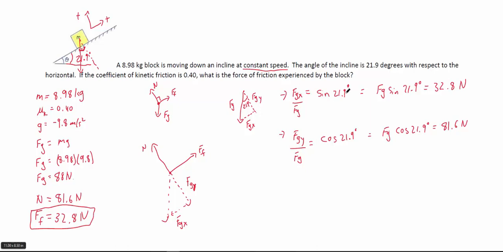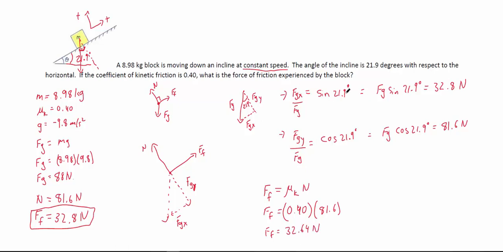We could also find it, and we can see if we're right. Force of friction is equal to the coefficient of kinetic friction times the normal. So force of friction equals 0.4 times 81.6. So the force of friction is 32.64.